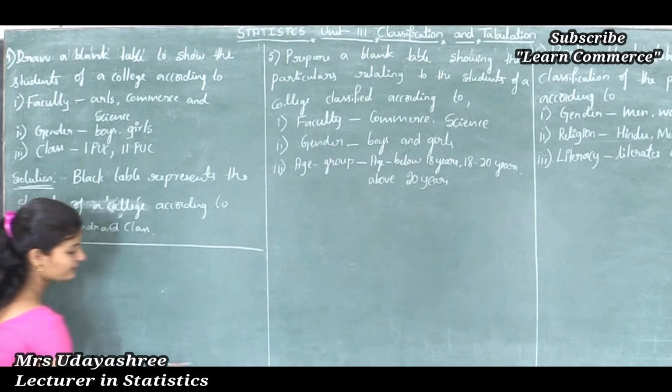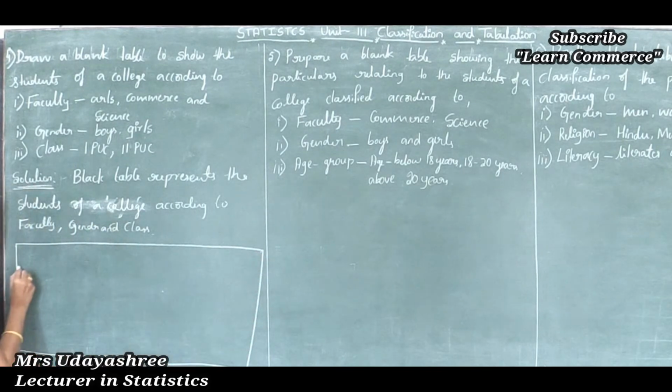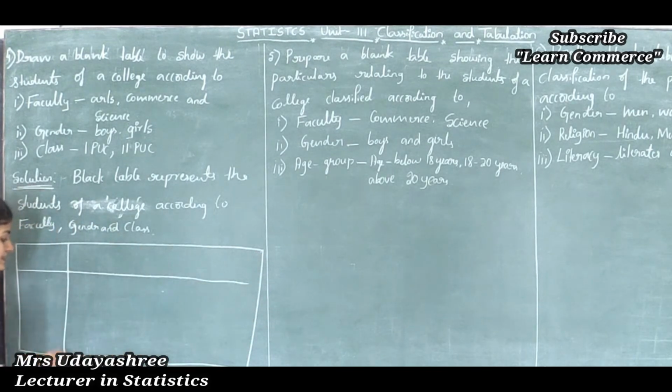See, this is one table. Here there are 3 classifications, therefore I will divide this into 3 columns, 3 parts like this. Faculty, gender and classes are there. Here I will write gender. The remaining classifications are faculty and classes. We can write faculty here or here, and class also here or here. For our convenience I will write faculty here.